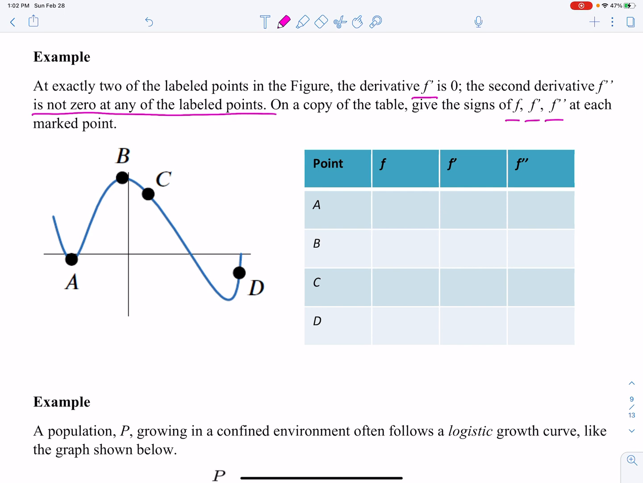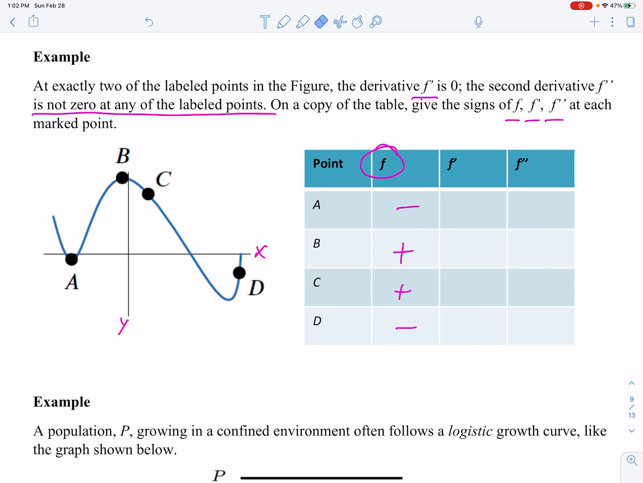So this curve is the function, right? This is our x-axis. Of course, this is our y-axis. So let's look at the function values first. Okay, so anything above the x-axis is positive. Anything below the x-axis is a negative function value. So point A, it's definitely below, right? So is point D below the x-axis? All right, so we have a negative there, and clearly B and C are above the x-axis, so they're positive function values, okay?